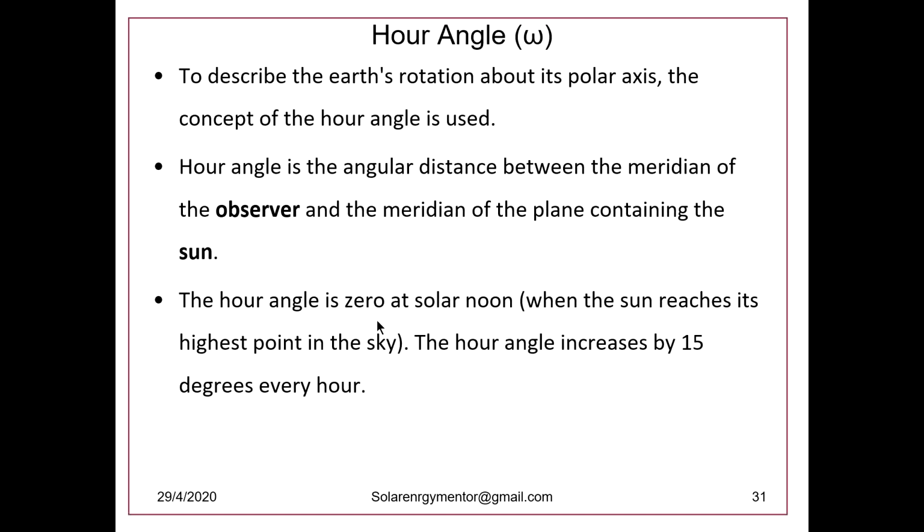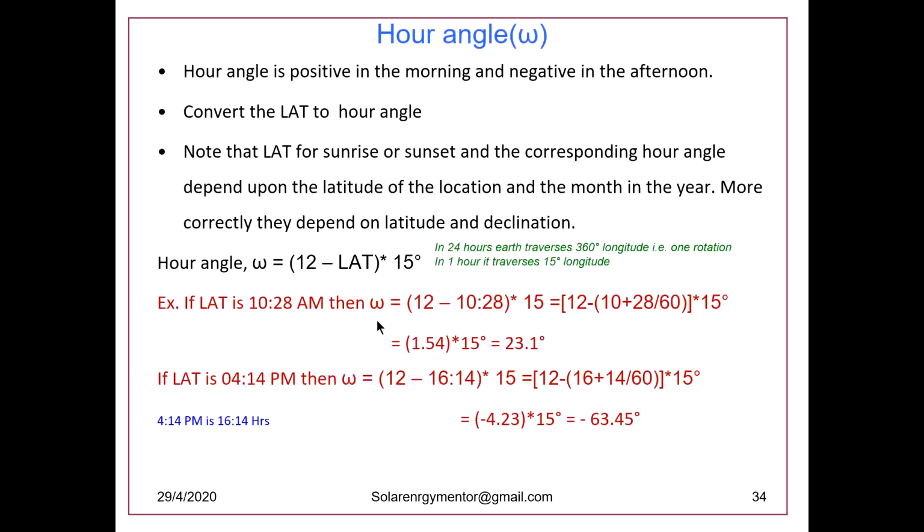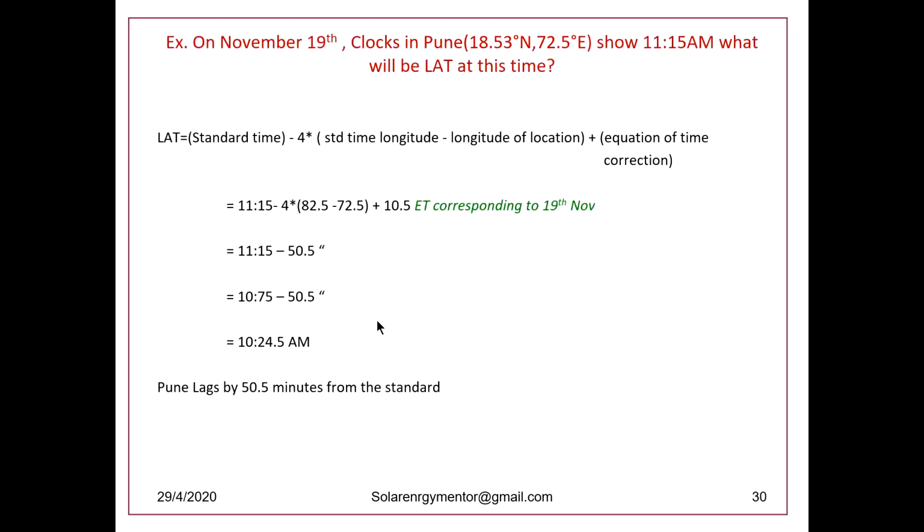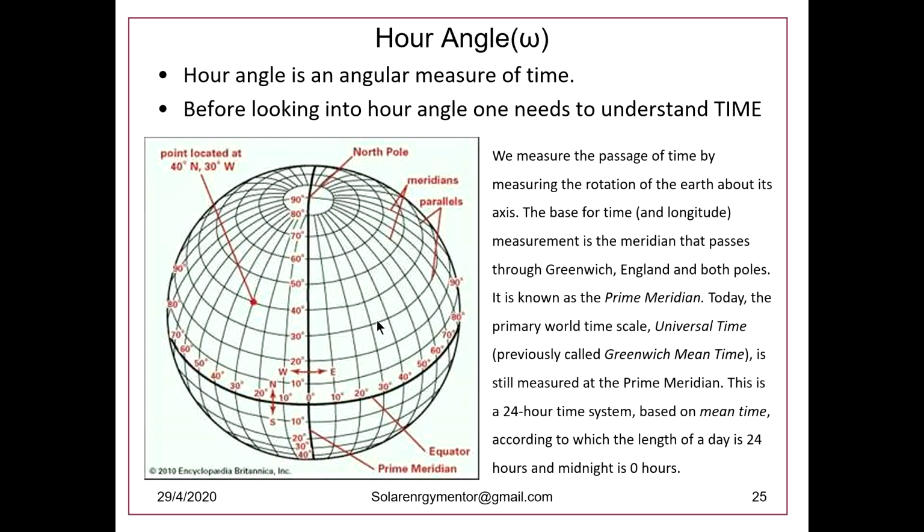To describe the Earth's rotation about its polar axis, the concept of hour angle is used. Hour angle is the angular distance between the meridian of the observer and the meridian of the plane containing the sun. We will elaborate this point with the help of this figure. So, suppose we are here in Pune. Okay, this is a meridian of the observer. For example, I am just taking, so this Pune is here at 18.53.